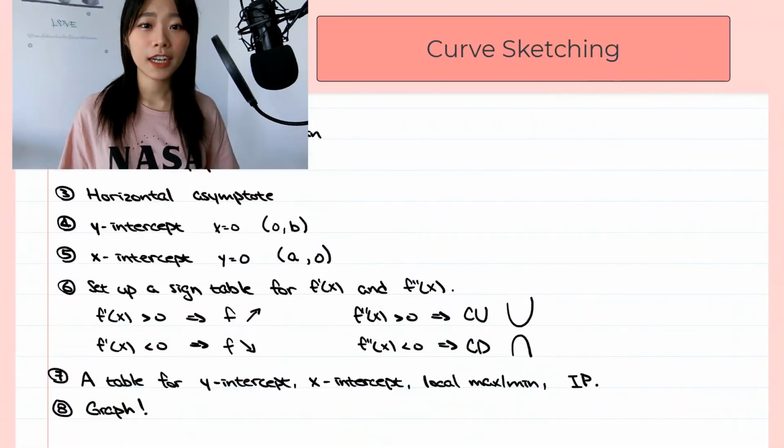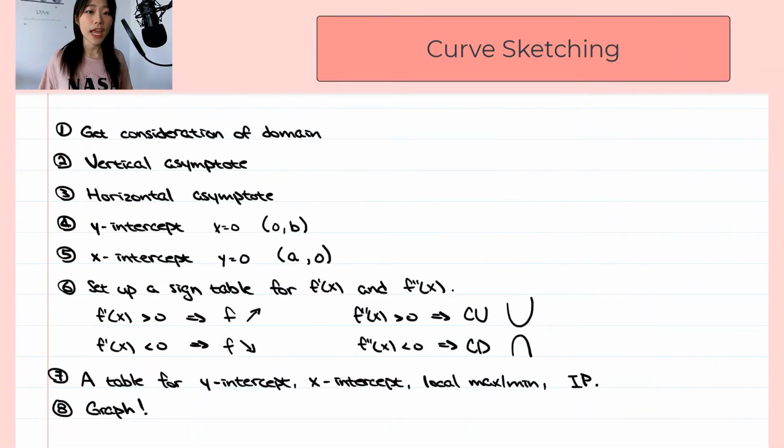My name is Gina. In this video, we're going to learn how to sketch a function without knowing how this function is supposed to look like. So I summarized it into 8 steps that can help you gather all the information you need to sketch a function. The first one is to get a consideration of domain, if the domain is all real numbers or if it has a vertical asymptote.